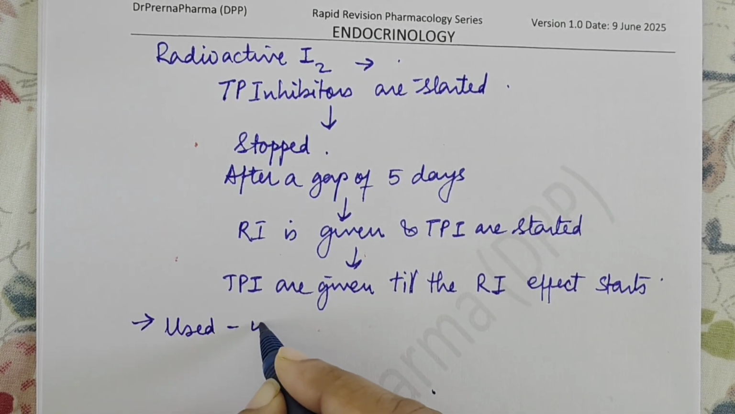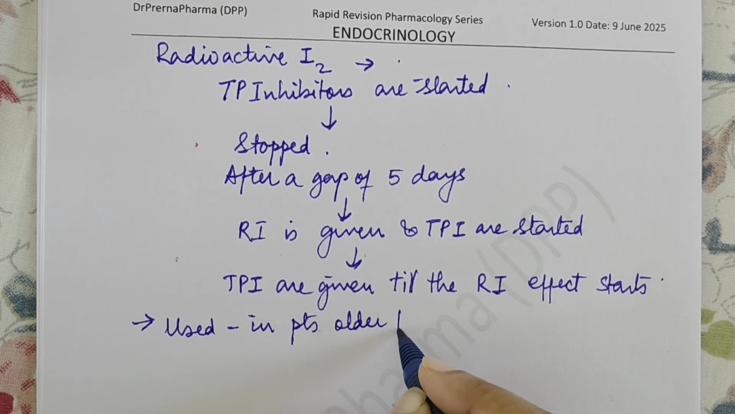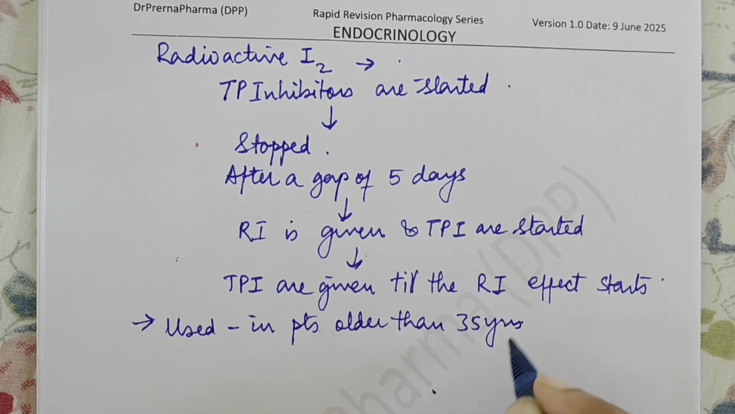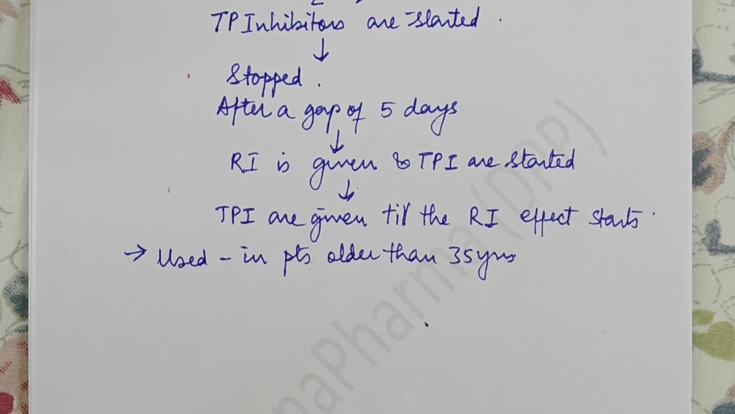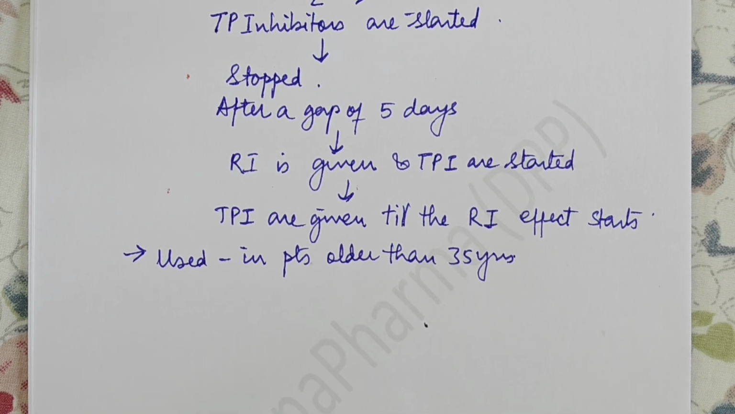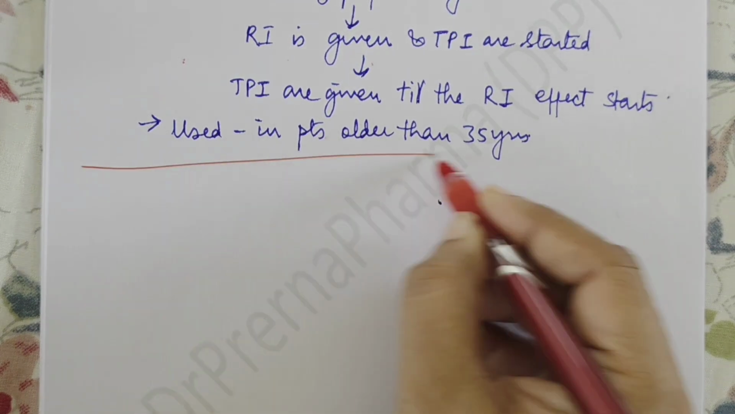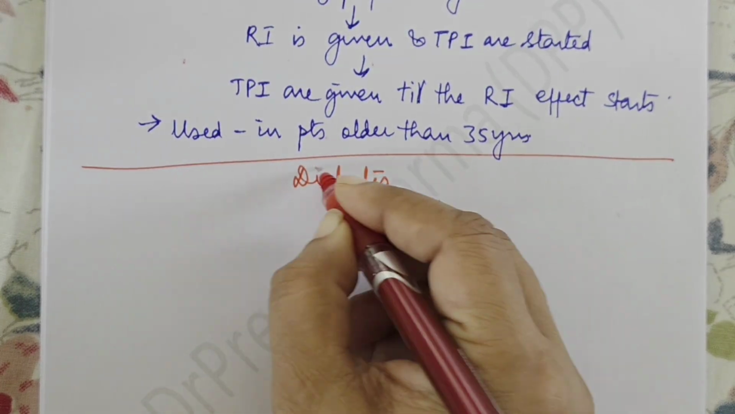It is used in patients older than 35 years. Not suitable in some cases, that I have told you, and it results in permanent hypothyroidism. So this was about thyroid hormone. The next topic that we are going to start with is diabetes mellitus.